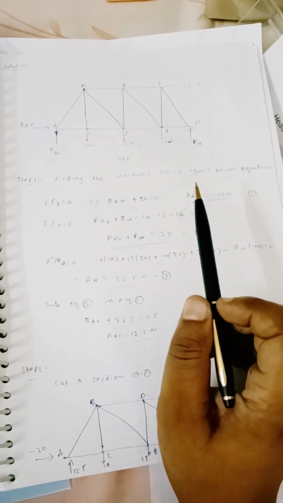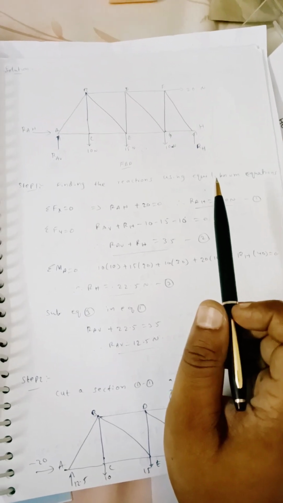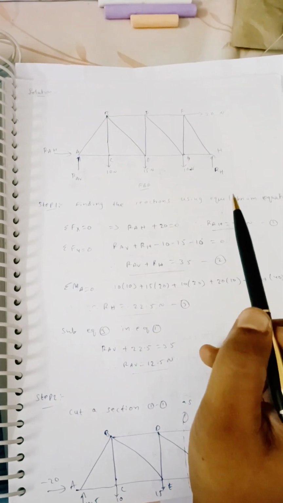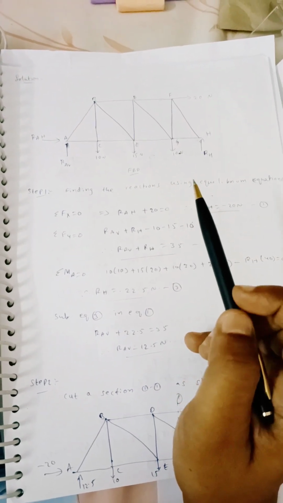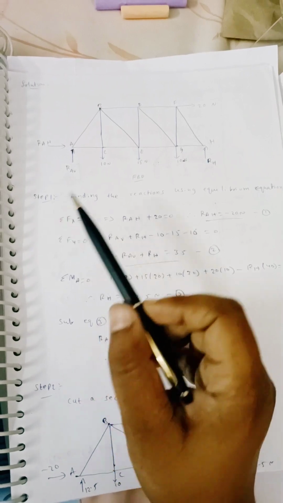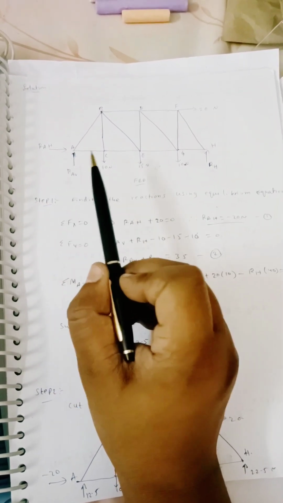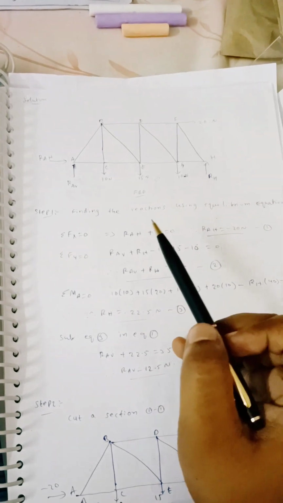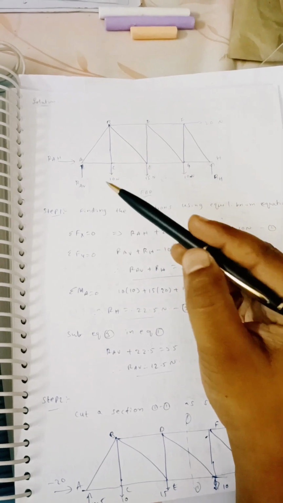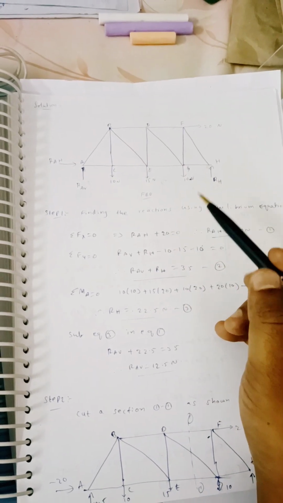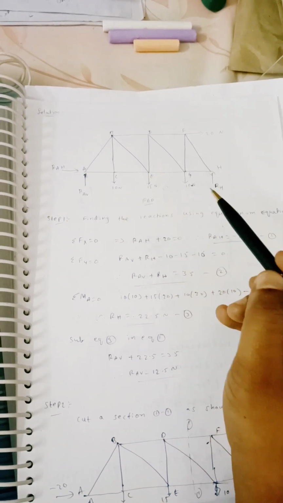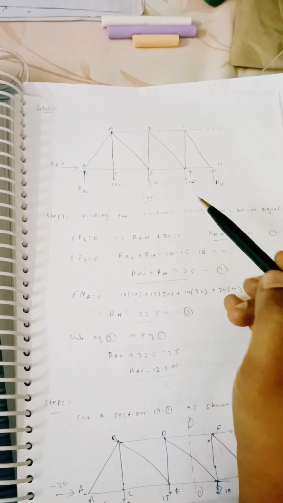In both methods, method of joints and method of sections, the first step is to find the reactions, these three reactions, using equilibrium equations: sigma Fx equal to 0, sigma Fy equal to 0 and sigma moment equal to 0. Applying sigma Fx equal to 0, RAH plus 20 equal to 0. Next, sigma Fy equal to 0. Taking upward force plus and downward force minus, RAV plus RH minus 10 minus 15 minus 10 equal to 0.